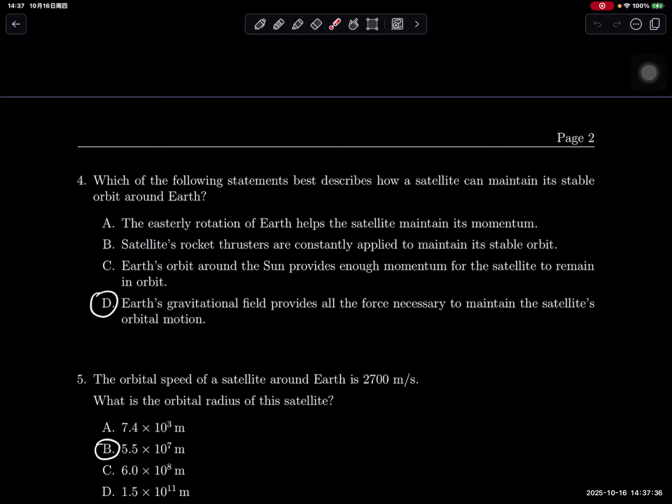B, the satellite's rocket thrusters are constantly ignited. That's not necessarily true. Like we discussed in circular motion, it does not need any external work to sustain. So the satellite doesn't need to use its thrusters to sustain a circular orbit. As long as gravity is providing the centripetal force, everything is fine. C is wrong because it says that Earth's orbit around the sun provides enough momentum. Again, that has nothing to do with the satellite's momentum.